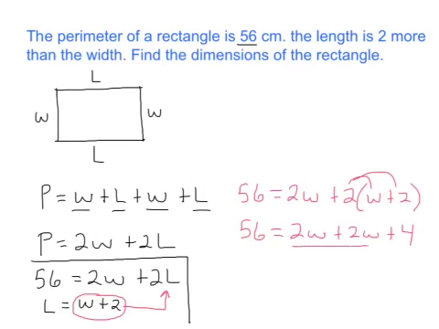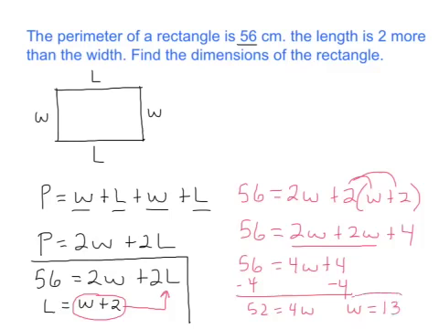Now 2W plus 2W is 4W. So I have 56 equals 4W plus 4. I'll subtract 4 on both sides. And so I have 52 equals 4W. Now when you divide 4 on both sides, what does it tell you W is? 13. So I know the width is 13.